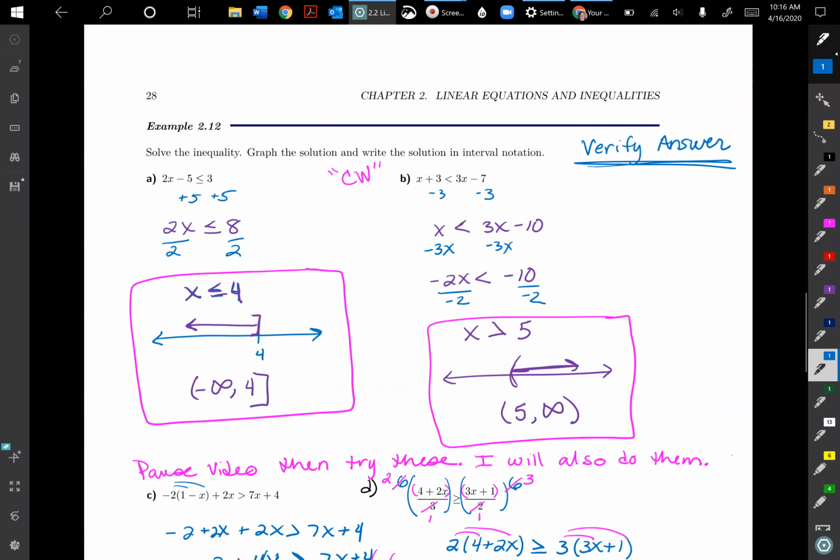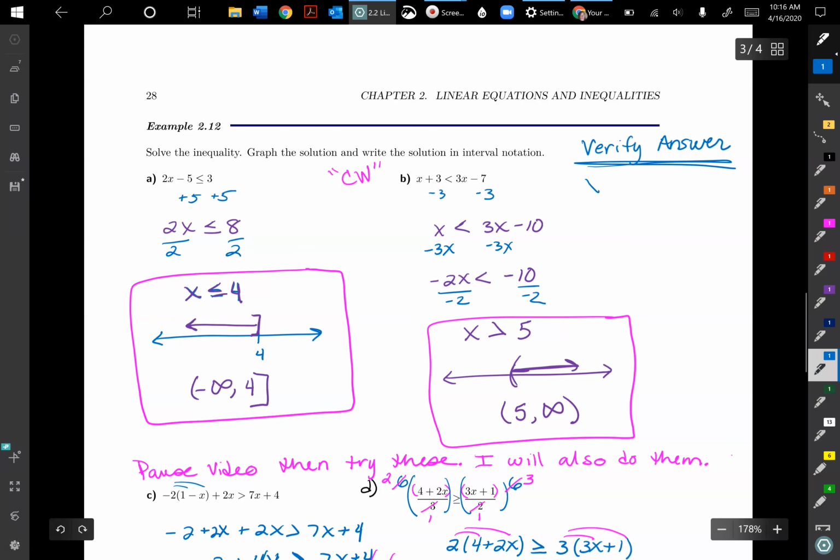I'll show you one more up here if we want to scroll back up, or you can go back to your worksheet. But we have x plus 3 less than 3x minus 7, that classwork from page 28, part B. And we ended up with x is greater than 5. So we can't pick a 0 just to pop in there easily, but we can pick any other number. We could pick 6. That's bigger than 5, so that works.